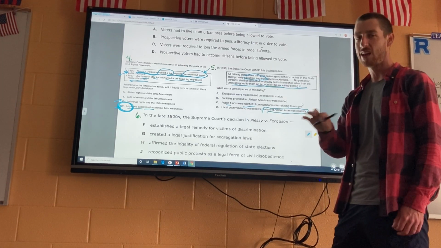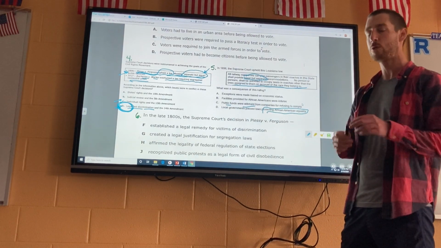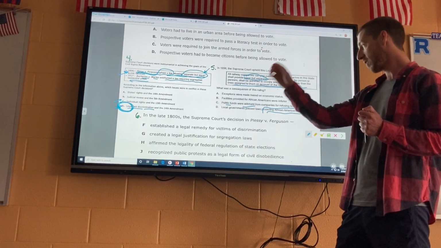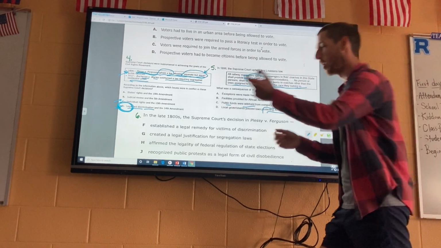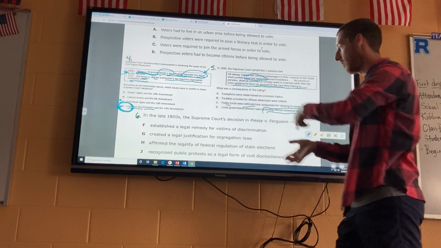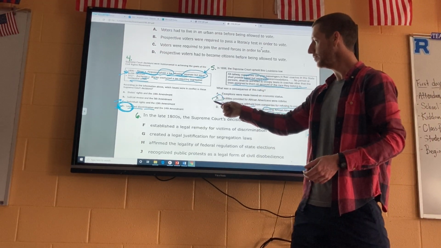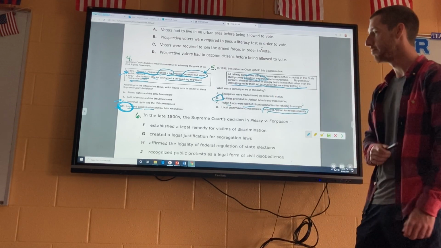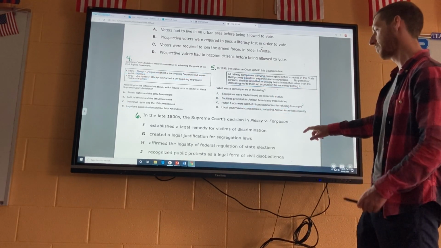Separate but equal was never equal. Okay, it was separate, but it was never equal. Remember, I always told you the facilities for African Americans were always inferior. Okay, remember the picture of the water fountain? White people have this really nice water fountain. African Americans get the really crappy water fountain. So it's going to be B. Okay, so 5 is B on that one. Cool? Cool. All right, last one.